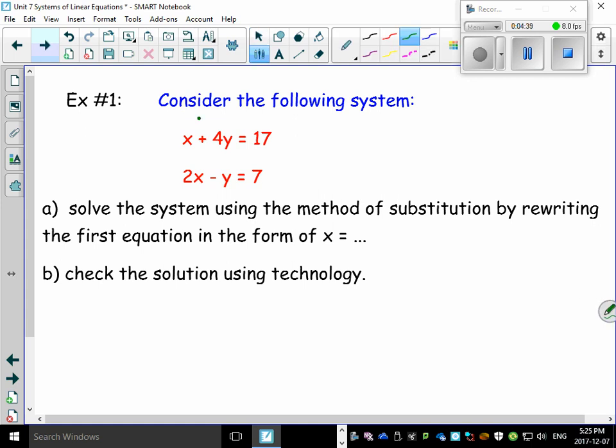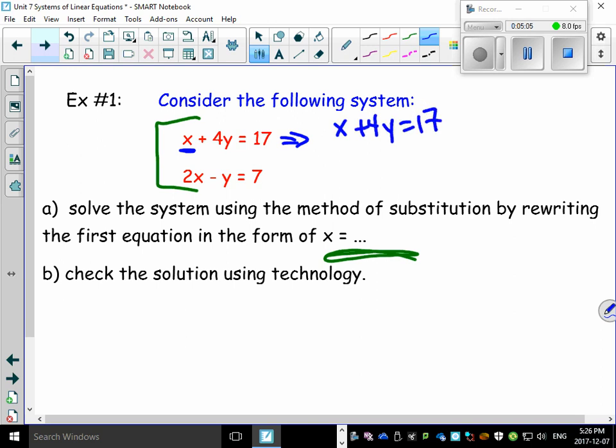Here's your system, there it is in x's and y's. Now, the cool thing is it says use the method of substitution. Rewrite the first equation in terms of x equals. Now, why did I choose the first equation? Because look, that's an x. You're not going to have to do a whole heck of a lot to that. You're just going to rearrange this by saying, okay, x plus 4y equals 17. I'm just going to solve for good old x here. And I'm going to take the 4y away, leaving me x equals minus 4y plus 17. Yippee skippy. It's done, right?